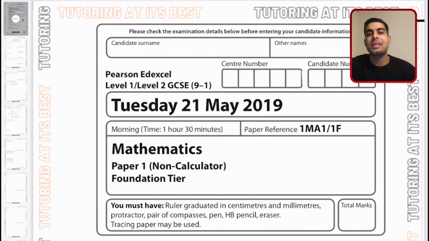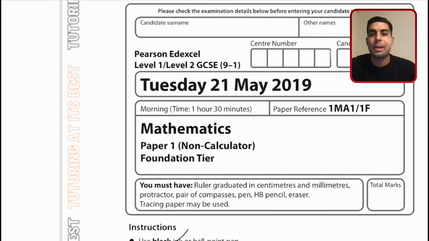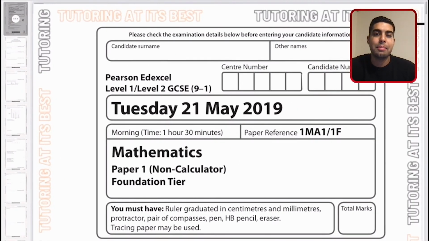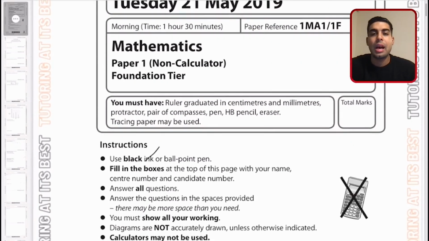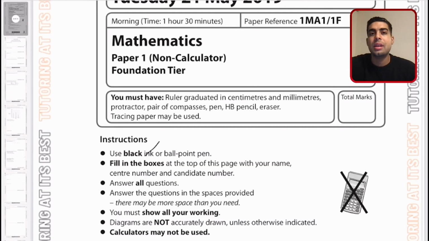Wonderful. So in today's video, I will be going through a paper 1 non-calculator. You can see it's the 2019 paper here, and it's for the foundation tier. I'll be going through each individual question, and I will assume that you have some background knowledge on these topics, but I will provide a detailed explanation for each individual question. So let's go ahead and get started.